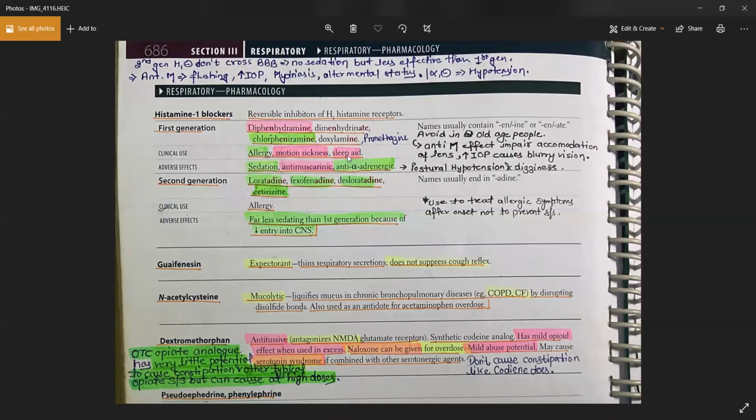These drugs are contraindicated in old age. Apart from that, they also have the ability to block muscarinic receptors as well as alpha receptors. Now, because they are blocking the muscarinic receptors, if I give this to a patient, can it act on the eye and increase the intraocular pressure there?